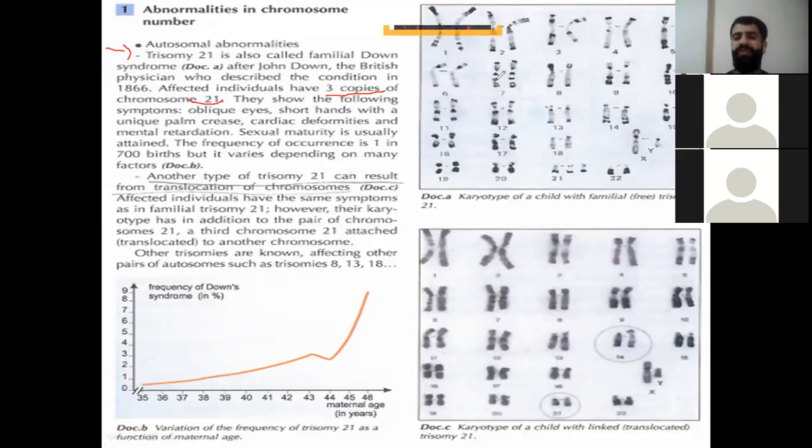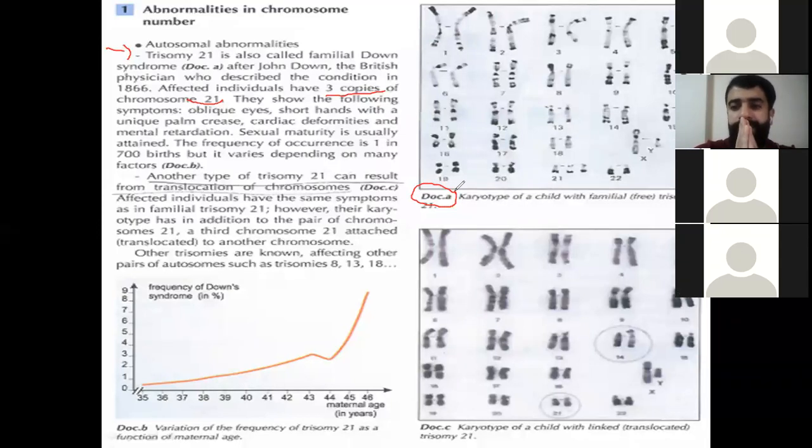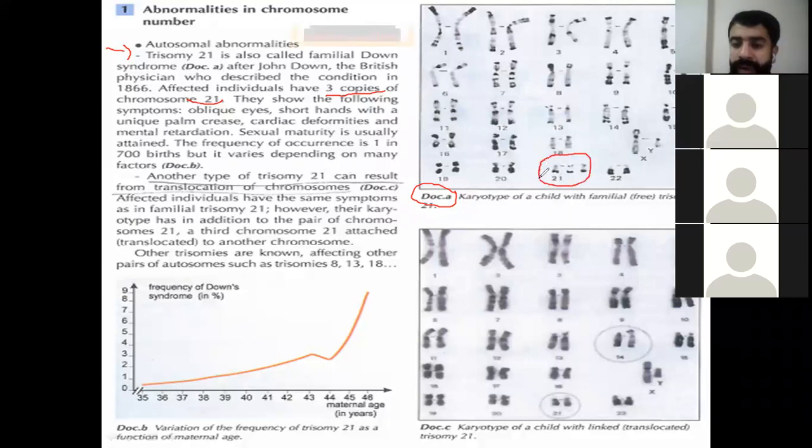First of all, is this for a diploid or a haploid cell? Who can answer me? Is it diploid or haploid, document A? Yes, Lynn? Diploid, since there are two copies of each chromosome. Very good. So here all of them exist in pairs, except for chromosome pair number 21, where we have three copies of chromosome number 21.